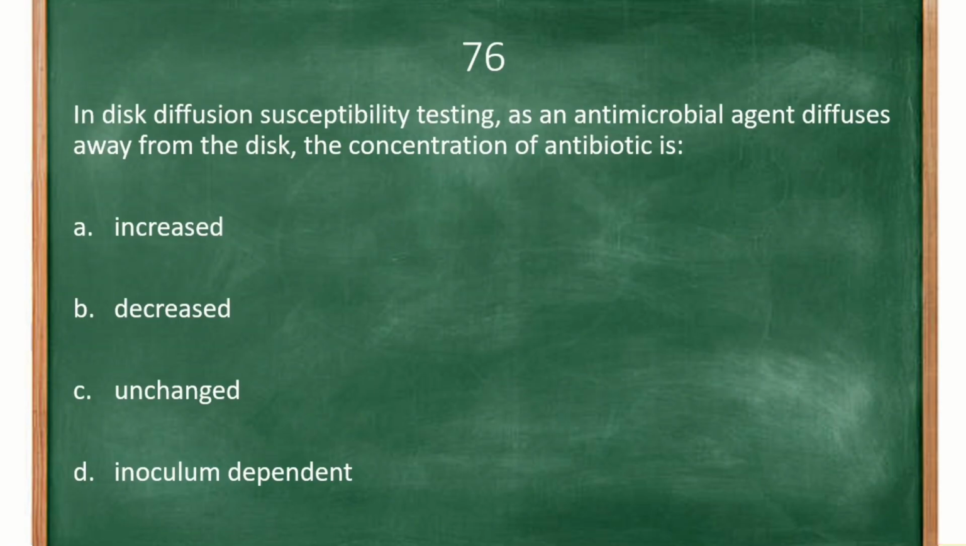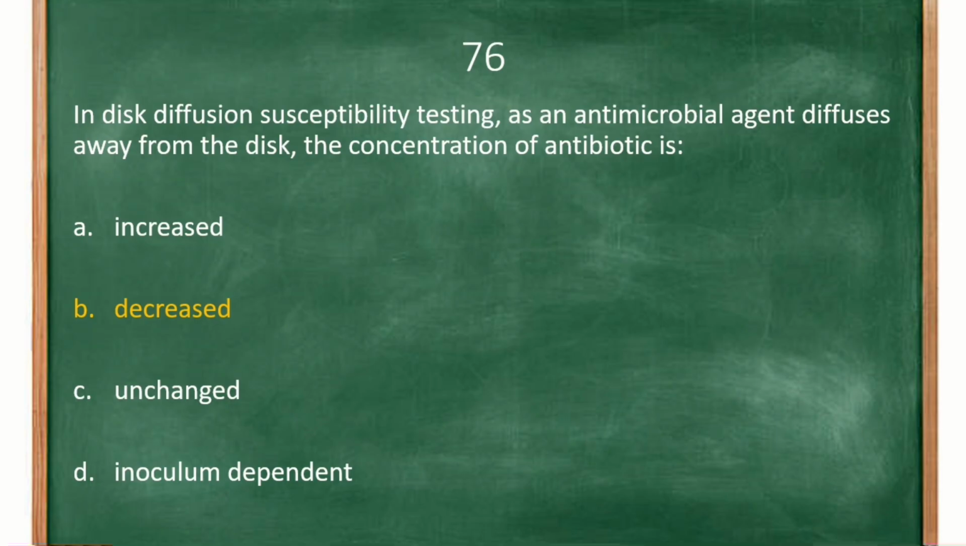Okay, so we continue with question 76. It says that in the disc diffusion susceptibility testing, as an antimicrobial agent diffuses away from the disc, the concentration of antibiotic is A, increased, B, decreased, C, unchanged, and D, inoculum dependent. So the answer here is decreased.